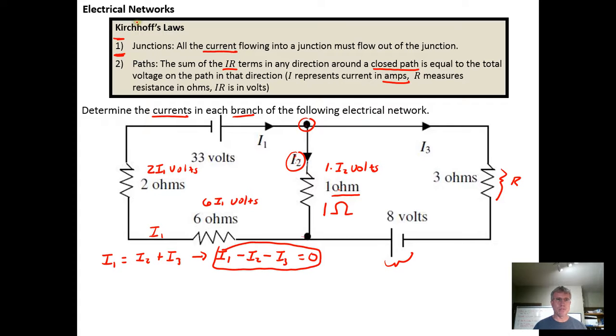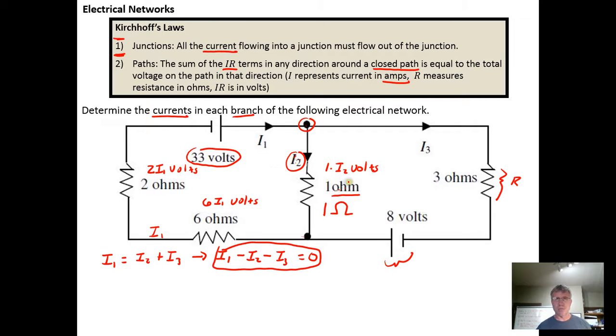And what Kirchhoff's law number 2 says is that the sum of these IR voltages along a closed circuit has to add up to the voltage being produced by all of the batteries or electron sources along the circuit. They don't have to be batteries, but you could think of them as being batteries.